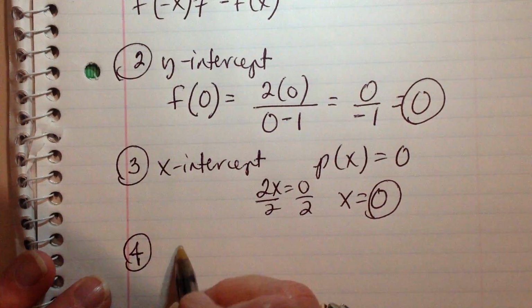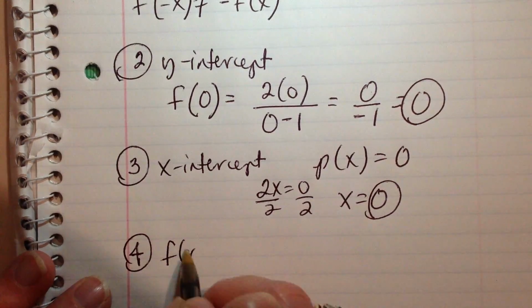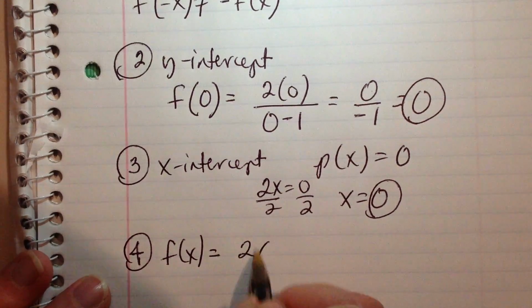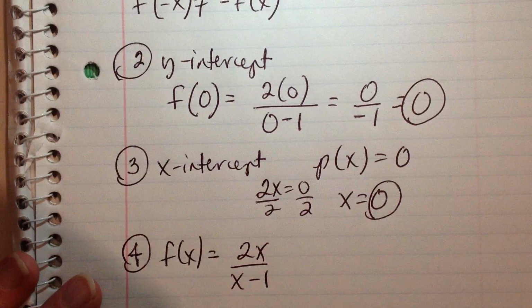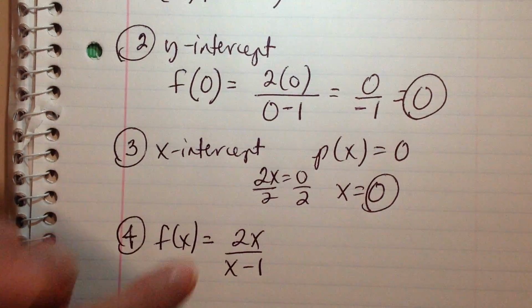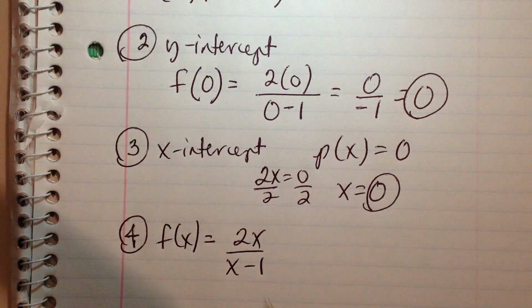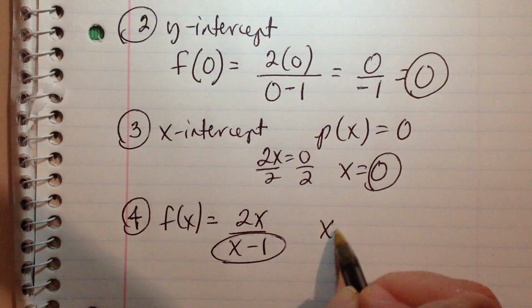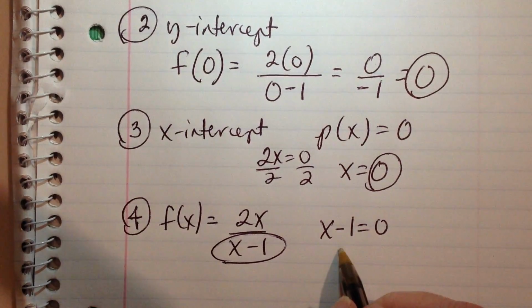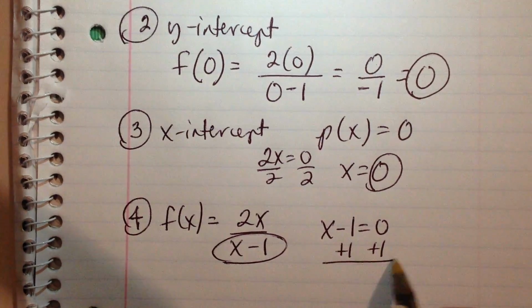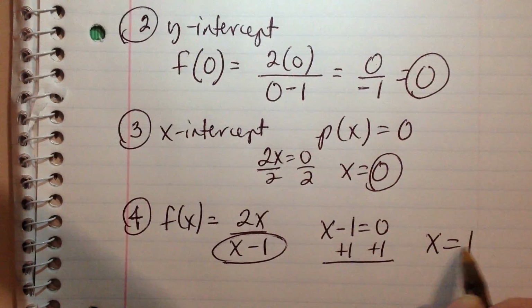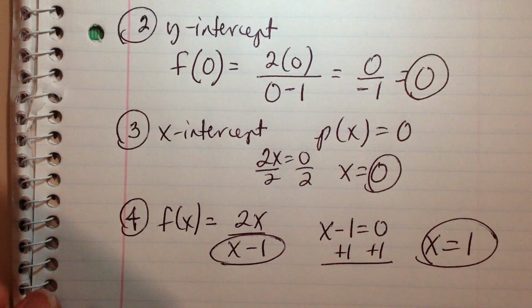Step number 4, we will find the vertical asymptote. The first thing you want to do is see if you can do any factoring, any crossing out. You cannot. So to find your vertical asymptote, take that denominator, set it equal to 0, and add 1 to both sides. So your only vertical asymptote is x equals 1.